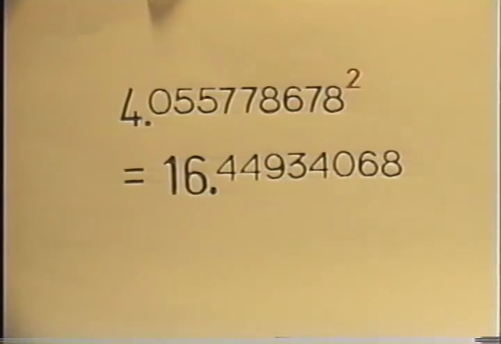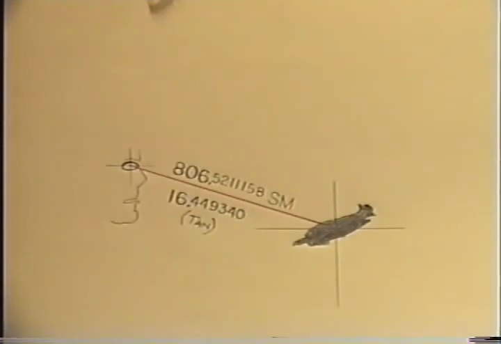This tangent from the Kukulkan was also utilized as a square root. You see, its square is 16.44934. And that is what the eye on the human face at Poverty Point sees when it looks at Florida's huge Panther Mound, 806.52 statute miles away, wearing a tangent of 16.44934.